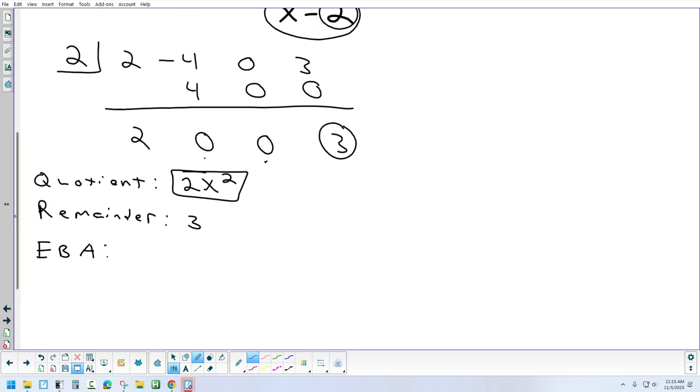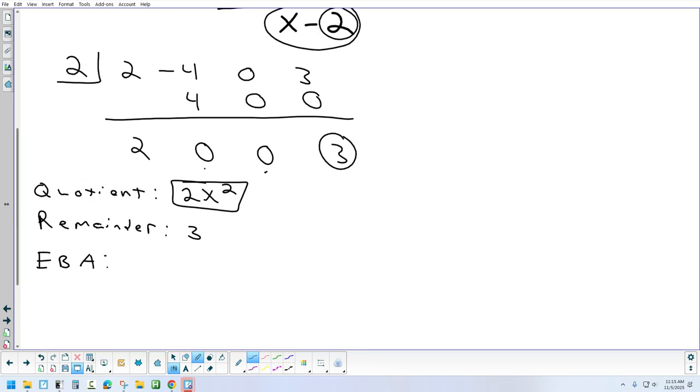And how about the EBA? How do I have to write the EBA? Yep, it has to be an equation. So we set it equal to... You could put f of x, yep, or what else could you put? y. Yep, either way. y equals 2x squared.